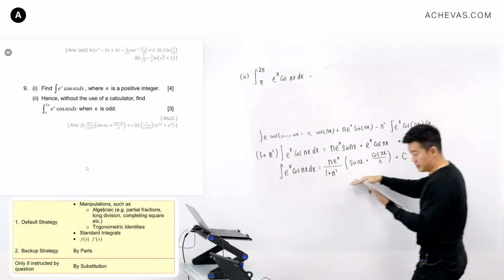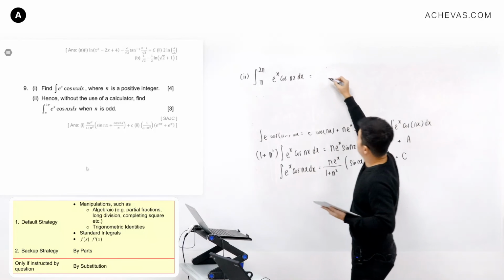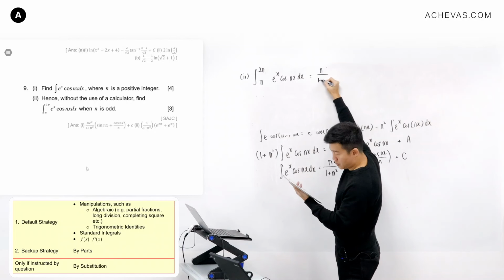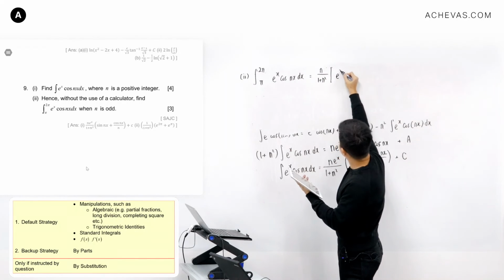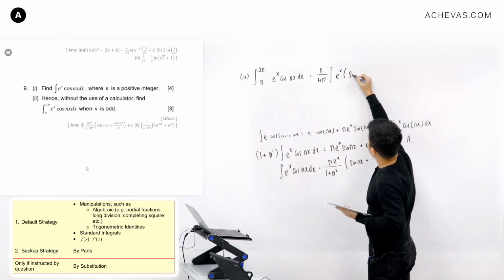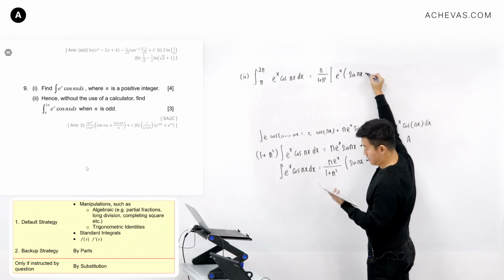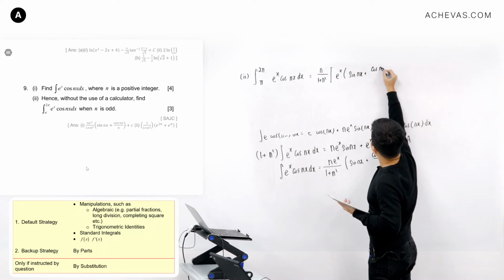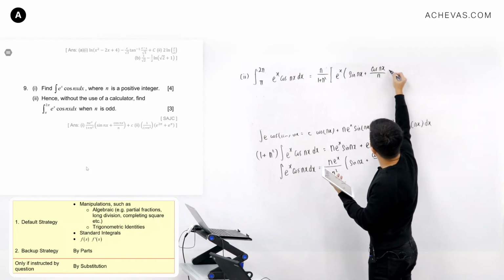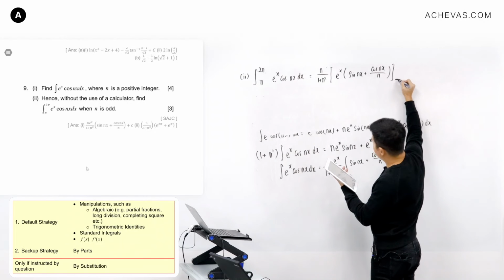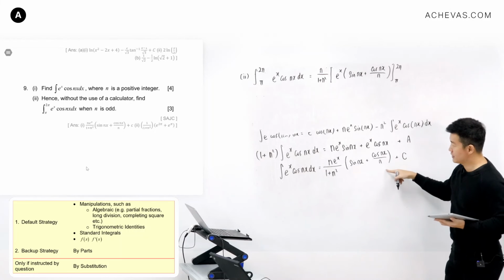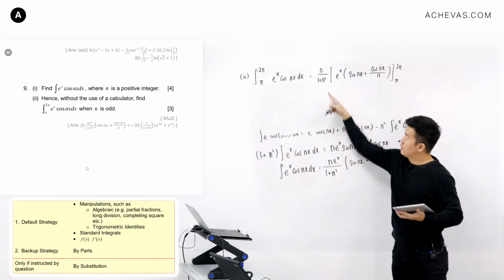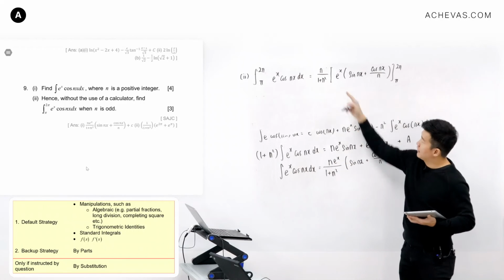So we will have this, and I'm going to just take out this n over 1 plus n squared, which will leave me with e to the power of x, then sine nx plus cosine nx over n. So we have this from pi to 2 pi. I'm basically using this result, but I factorize out n over 1 plus n squared, leaving the e to the power of x inside.